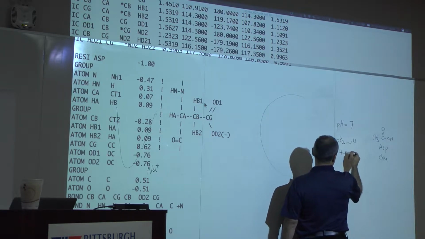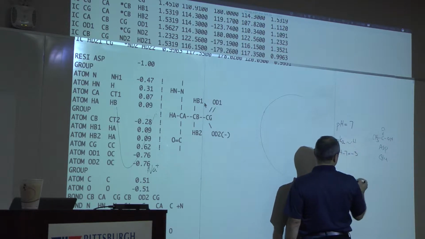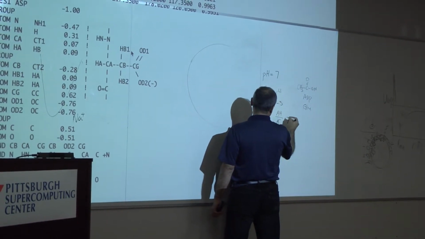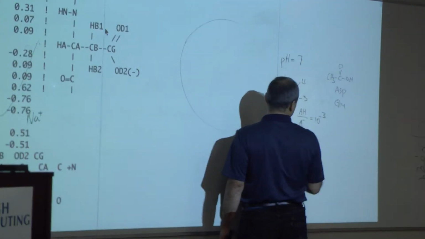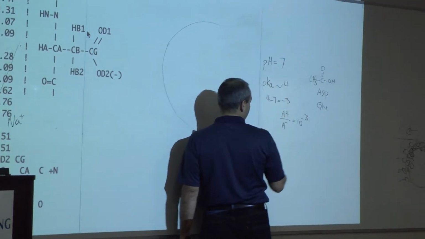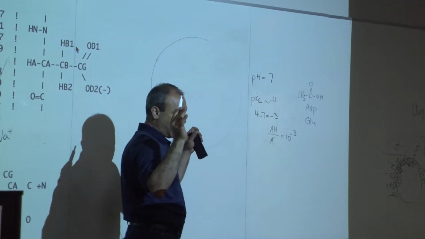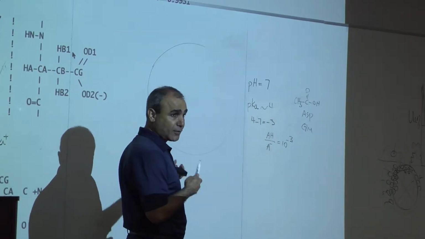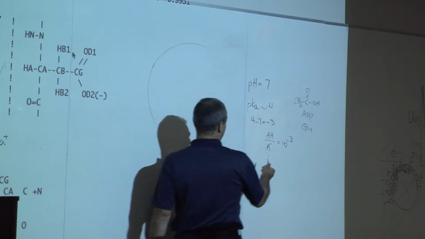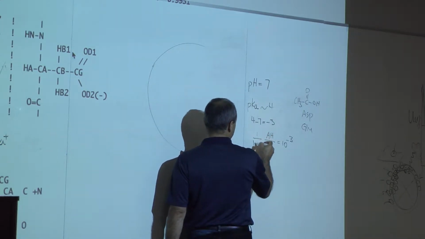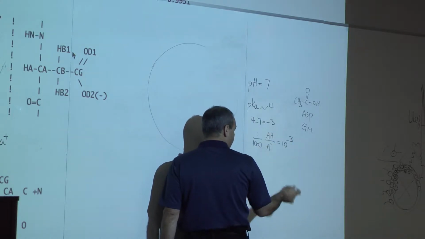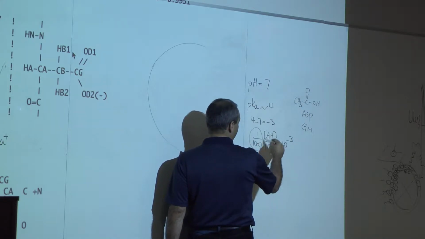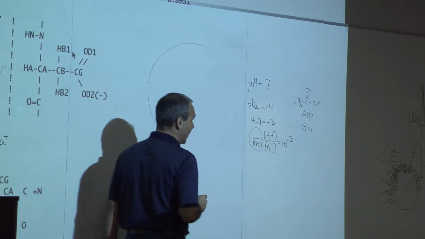4 minus 7 is minus 3. So that means the ratio of the protonated form to the deprotonated form is going to be 10 to the minus 3. So we have a very, very small fraction of the protonated form. We have to make up our mind. What is the most representative form that we want to simulate? We can't have both, right? Fixed charge, fixed protonation state. Because the ratio is 1 to 1,000, with these solution values for pKa, our best bet would be deprotonated aspartate.